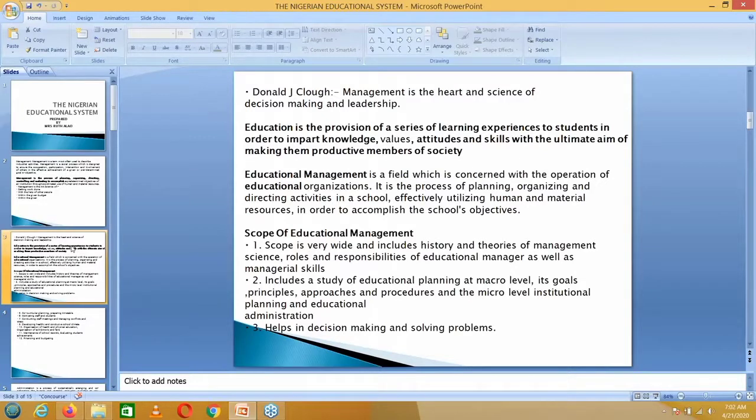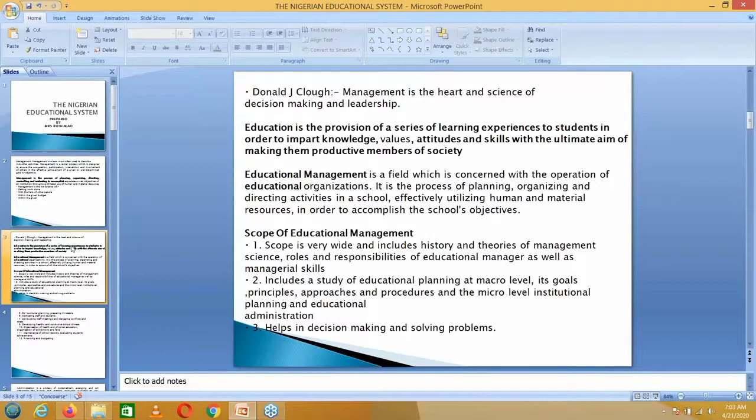Scope of educational management. The first one is that the scope generally is very wide, and it includes the history, the theories, and management of science, roles, and responsibilities of the educational manager. Now, the scope of educational management also includes a study of educational planning at micro level. It also looks into the goals, the principles, the methods, the procedures of achieving the educational objectives. It helps in decision making and solving problems.